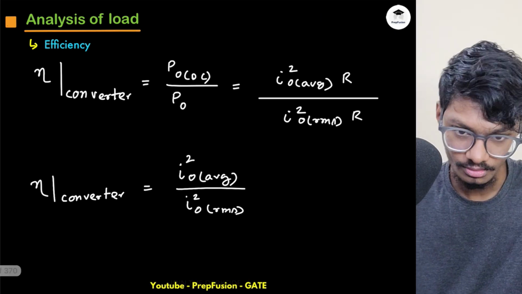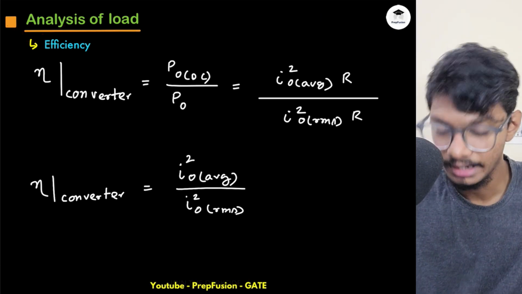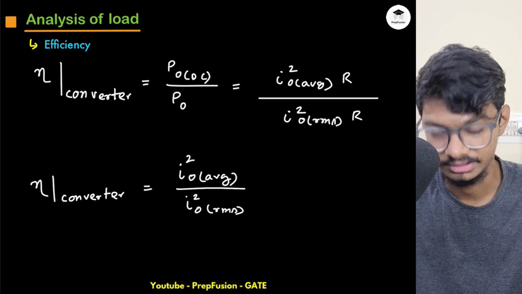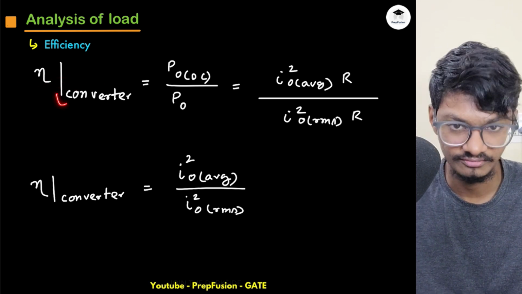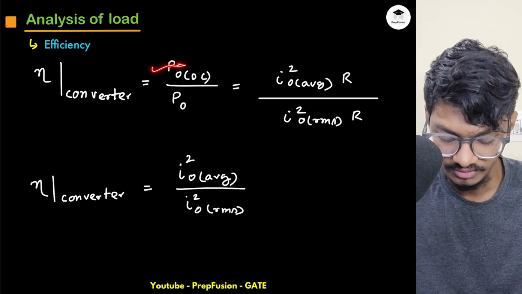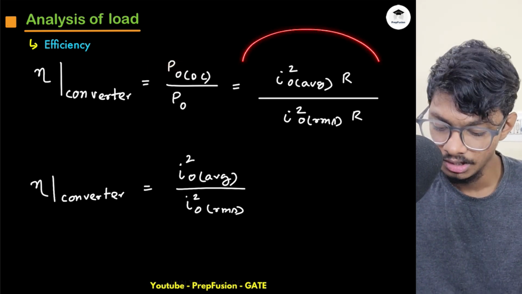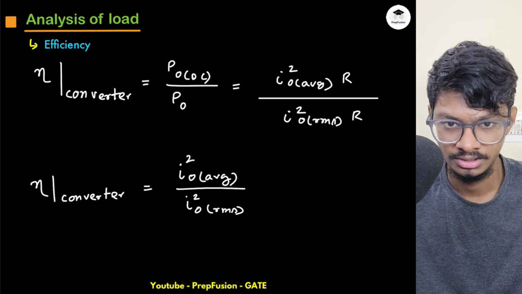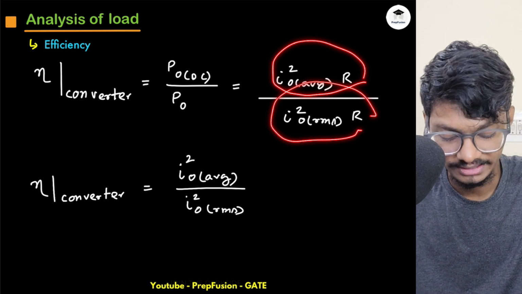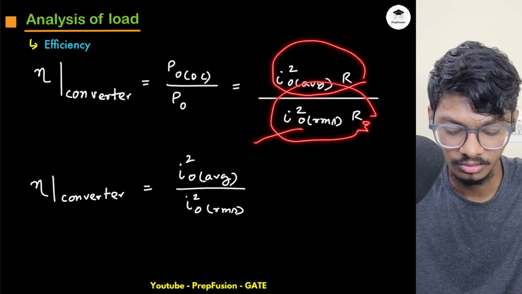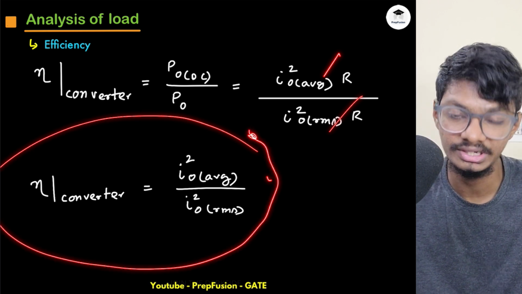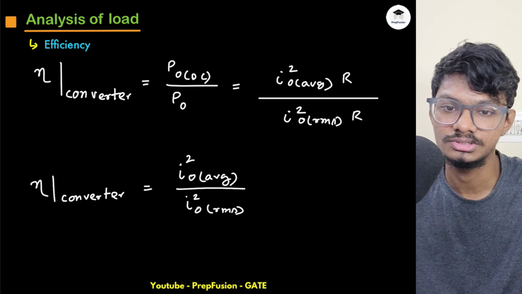Okay. Next, analysis of load. So efficiency, they can ask. Converter efficiency is simply PO DC by PU. And what is the DC power dissipated in the resistor? It is IO average whole square into R. The DC component will be IO average whole square into R, and the AC plus DC overall component will be IO RMS whole square into R. And I will just take the ratio of these two. So my converter efficiency will be simply IO average whole square divided by IO RMS whole square.